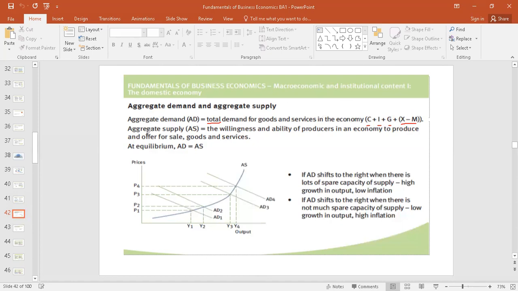Now, what is aggregate supply? Supply is about the willingness and ability of the producers to produce and keep goods available so that they can offer the goods and services to the customers. So aggregate supply is the willingness and ability of producers in an economy to produce and offer for sale goods and services. Then it says that at equilibrium, AD is equal to AS.